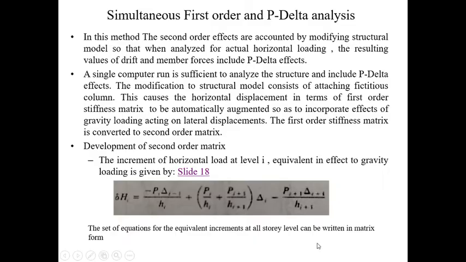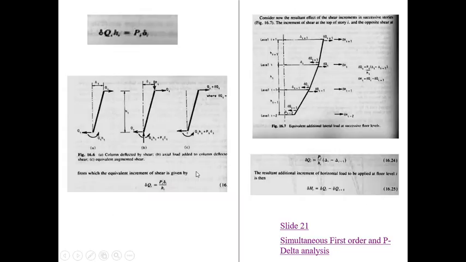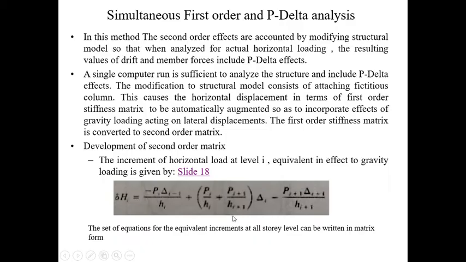So when you solve this equation here, as you have seen, when you substitute delta Hi is equal to delta Qi minus delta of Qi plus 1, with this value of Qi, and Q of I plus 1 as Pi plus 1 upon Hi plus 1 into delta I plus 1 minus delta I, you will be getting this equation. When you simplify, you get this equation.